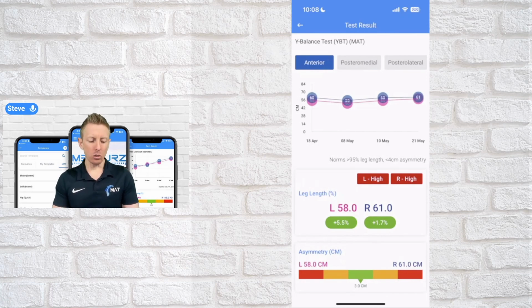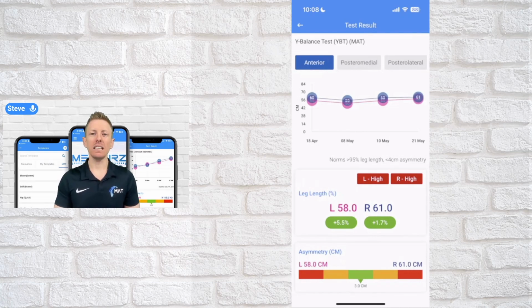And then the little green tabs underneath the data, that's the change since last session. So if you see that in any of the results, that's going to show you what the change has been since the last time you tested them. So in this case, the left leg's gone up 5.5% since last time, and the right leg's gone up 1.7%.